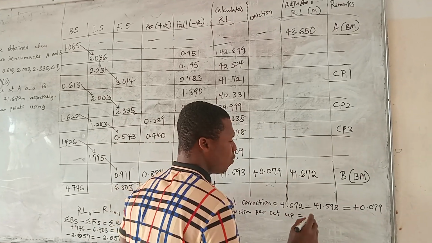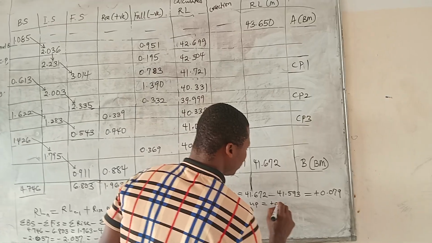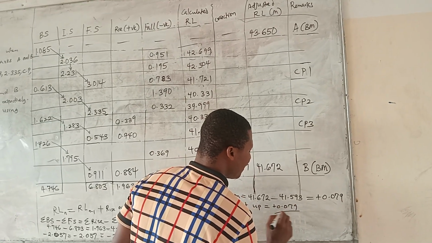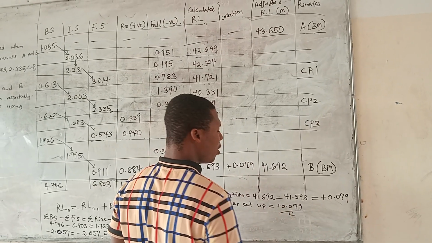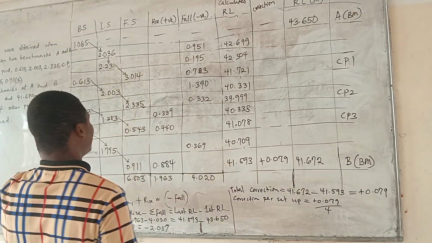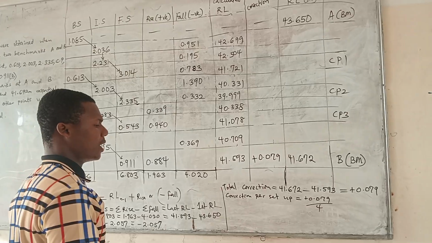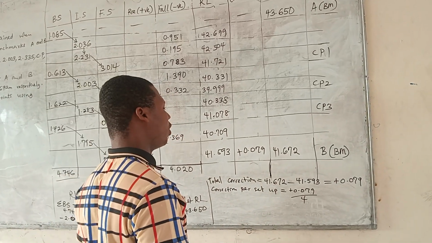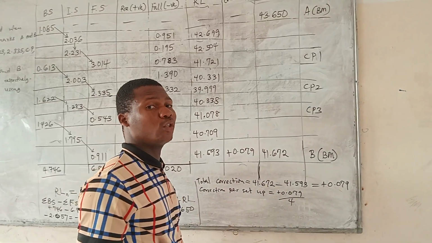And that is equal to your total correction divided by the number of setups. The number of setups is 4. How do I know? Just count the number of backsides or the number of foresights. The number of foresights or the number of backsides gives you the total number of setups.